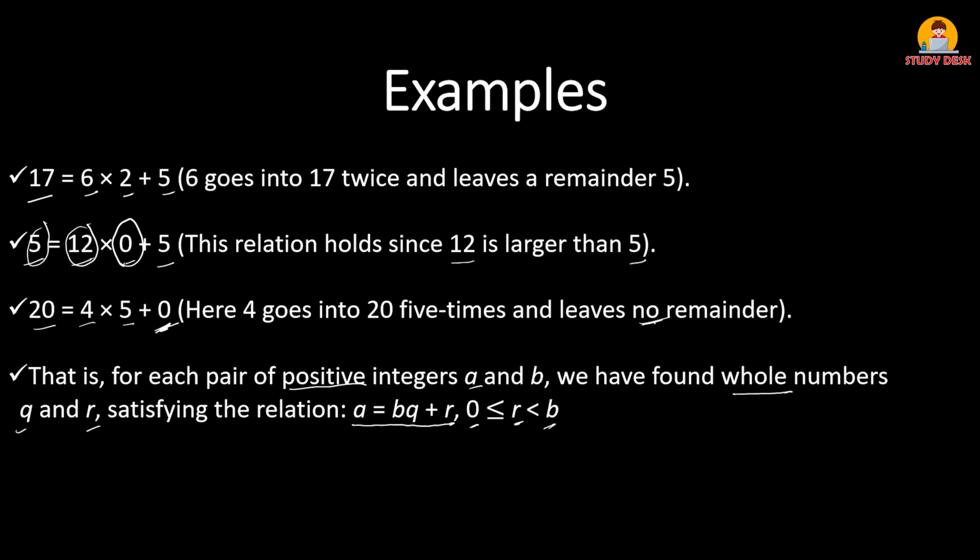So it means that the dividend will always be equal to divisor into quotient plus remainder, and the condition is the remainder has to be greater than or equal to 0 but less than the divisor. Now the final point that we are going to note here is Q, which means quotient, or R, which means remainder, can also be 0. Q or R can also be 0.